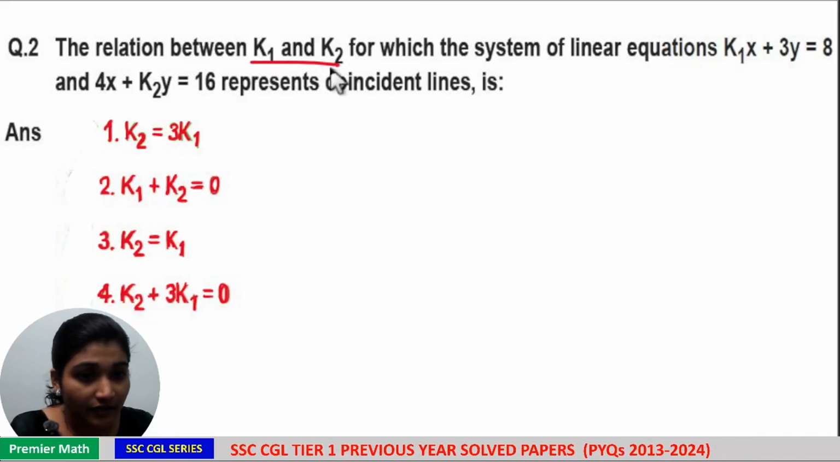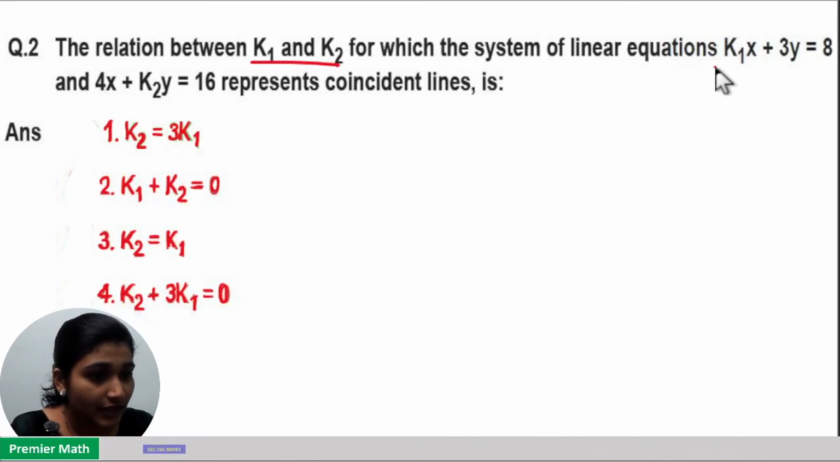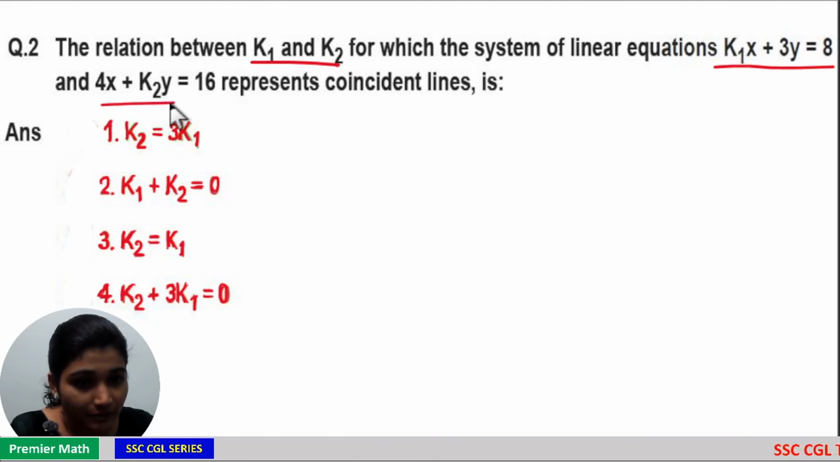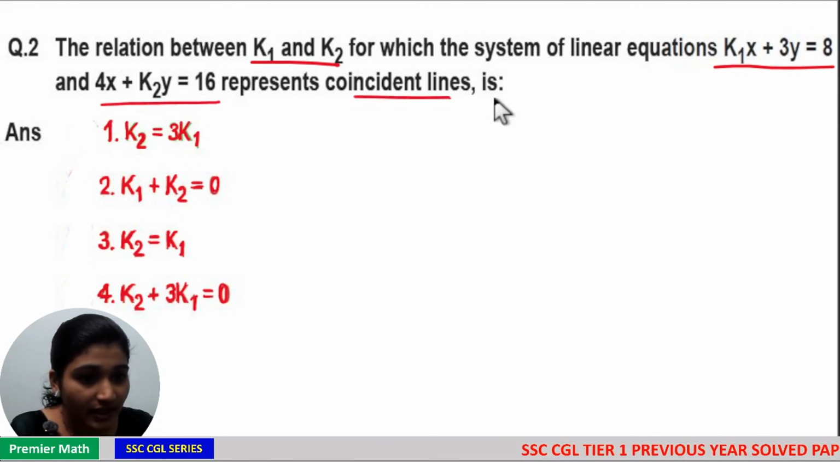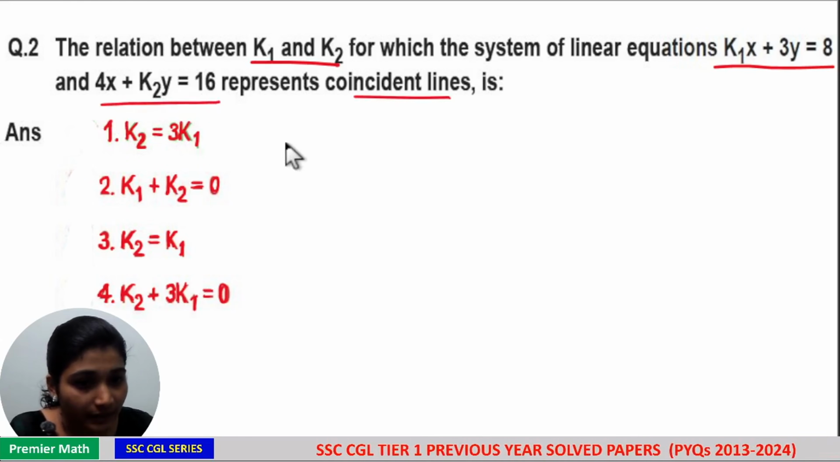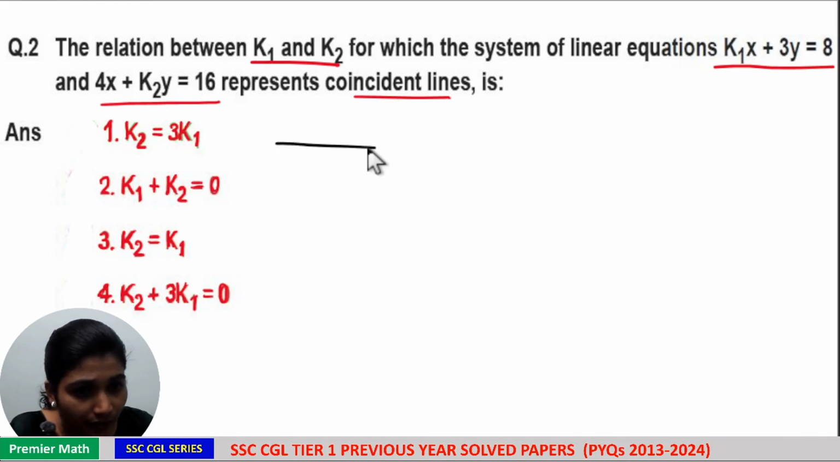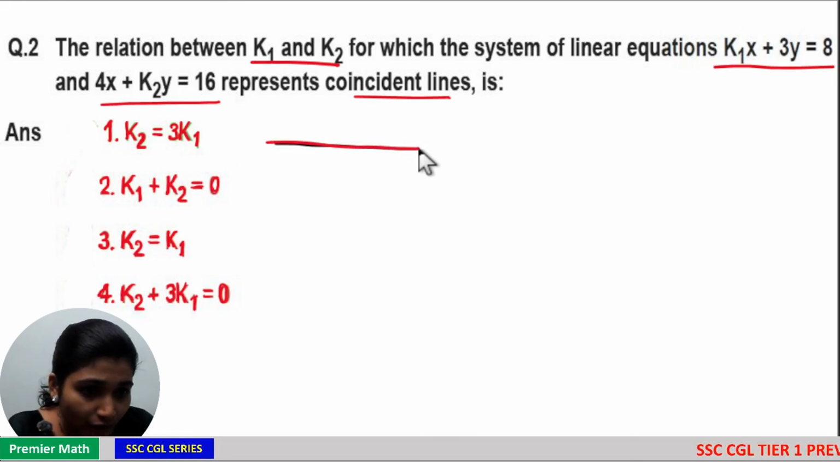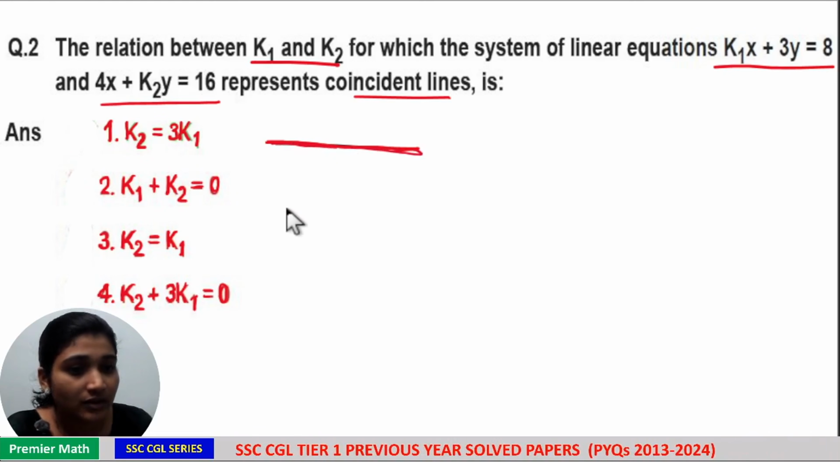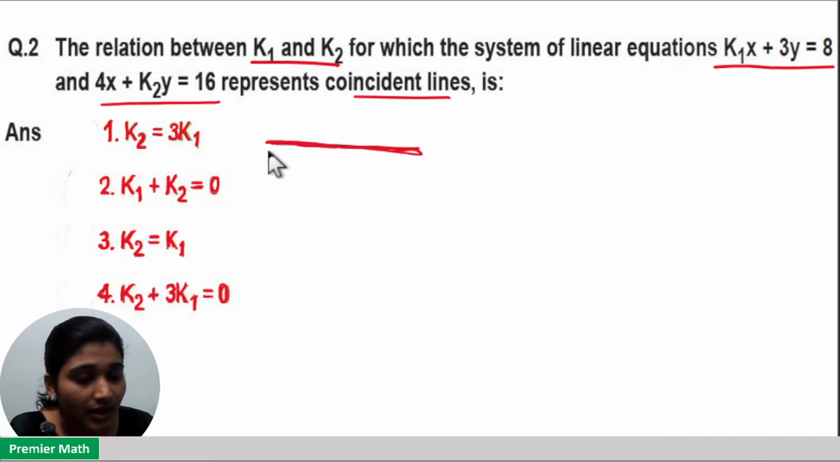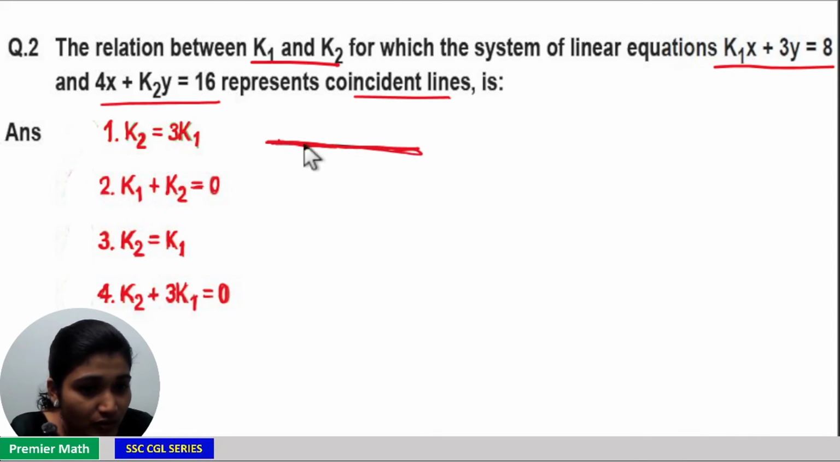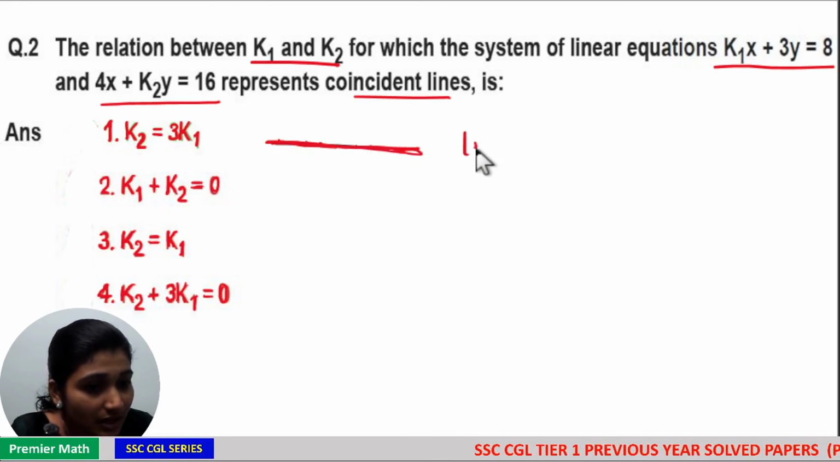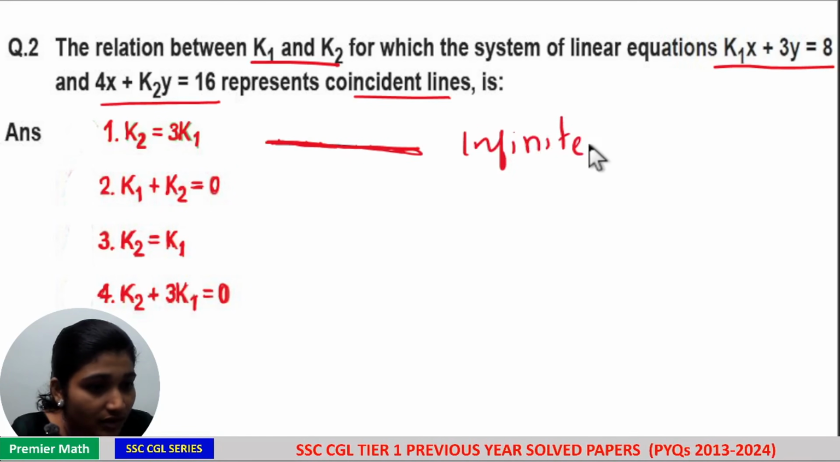The relation between k1 and k2 for which the system of linear equations k1x plus 3y equal to 8 and 4x plus k2y equal to 16 represents coincident lines. Here, coincident line means, here I am drawing one line. Now above this line, if I am drawing an overlapping line, you can't see this black line here because this is an overlapping line. Now, this is a coincident line. And for this coincident line, these two lines share common points everywhere. If these two lines share common points, it means infinite solutions are possible for a coincident line.